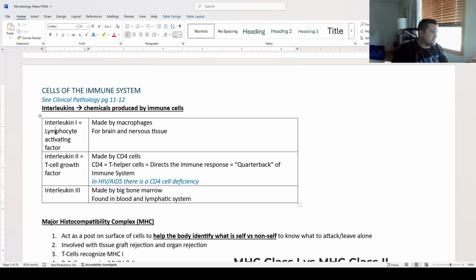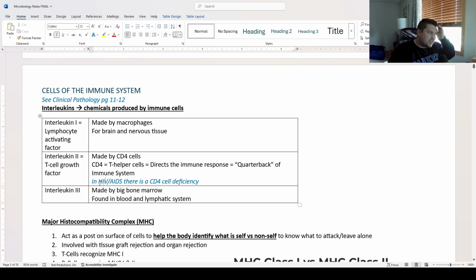Now, interleukin type 2 is T cell growth factor. If you're going to get asked a question about interleukins, interleukin 2 is the one that you're more likely to get asked about. And that's because it's made by the CD4 cells, also known as T helper cells. These are some of the cells that are responsible for directing and controlling the entire immune system.